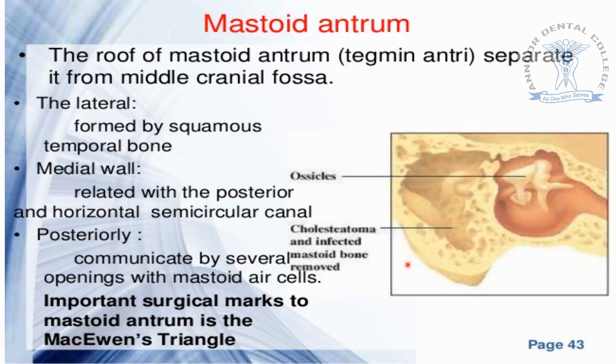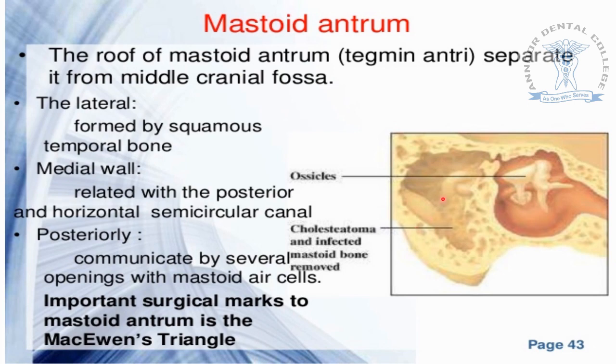Mastoid antrum. This is the mastoid antrum. The roof of the mastoid antrum separates it from the middle cranial fossa. This is the tegmen tympani. The tympanic antrum is present on the lateral wall that is formed by the squamous part of the temporal bone. The medial wall is related to the posterior and horizontal semicircular canals, and posteriorly it communicates with several openings, that is the mastoid air cells.